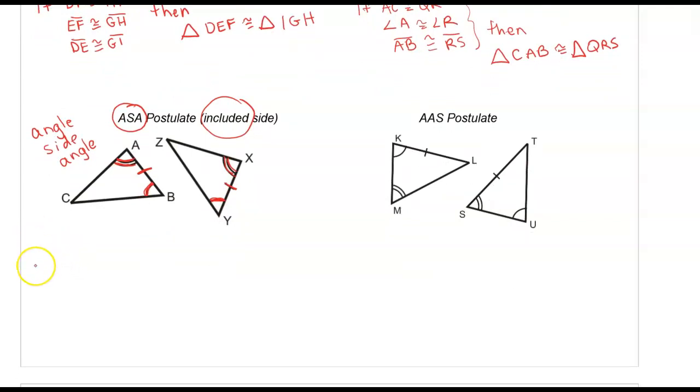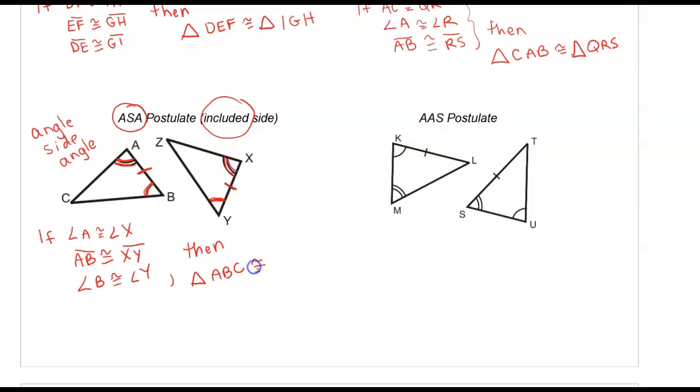Let's set up our 3 congruence statements. If you have those 3 things, then you can say the triangles are congruent. You can call the first triangle anything you want. I'll just call it ABC.